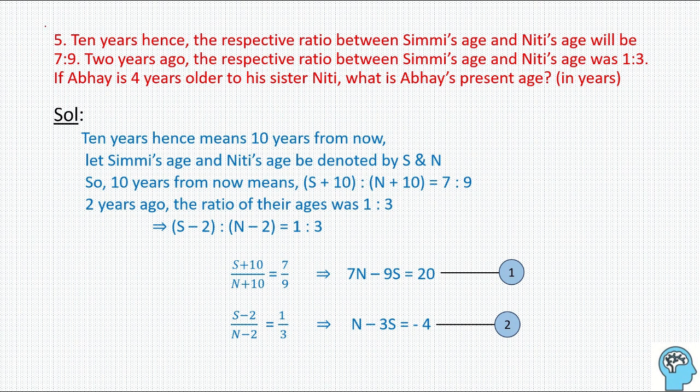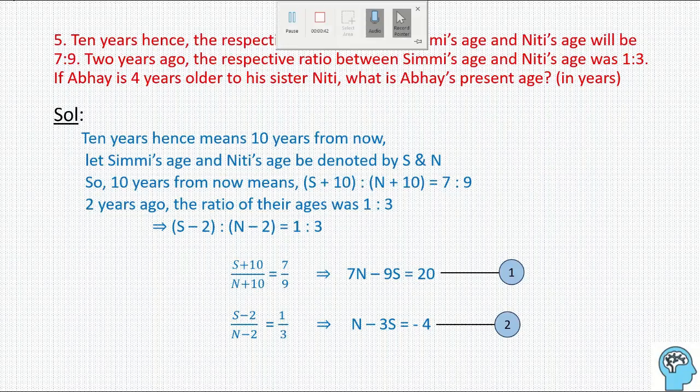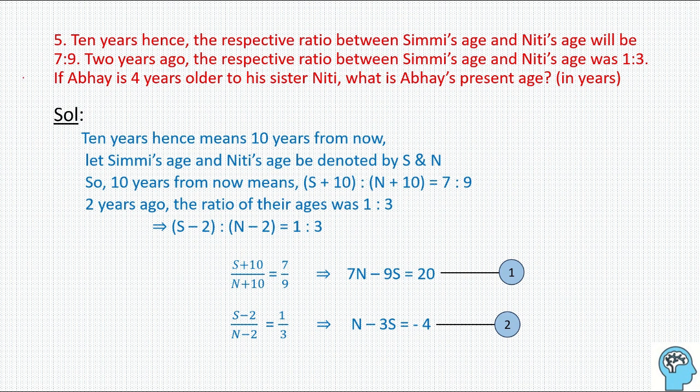Yeah, now let's look at problem number 5. The problem statement is: 10 years hence, the respective ratio between Simi's age and Niti's age will be 7:9, and 2 years ago the respective ratio between Simi's and Niti's ages was 1:3. Now if Abhay is 4 years older than his sister Niti, what is Abhay's present age?